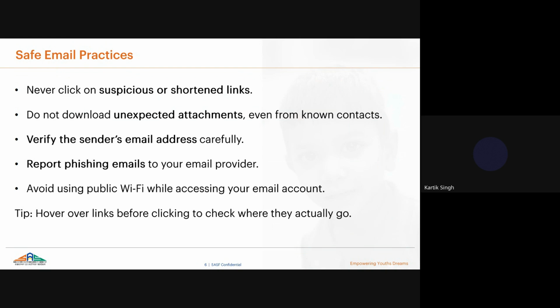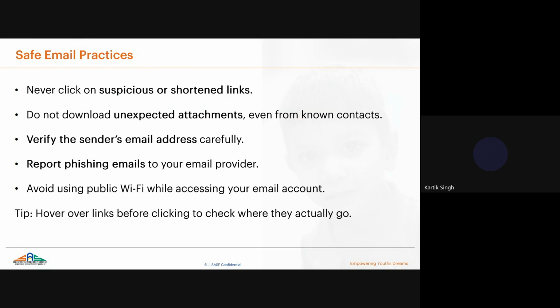Avoid using public Wi-Fi while accessing your email account. What happens is, on public Wi-Fi, most of the time people are eavesdropping on that network by intercepting all the traffic going through it. So we must avoid using public Wi-Fi while accessing our email account. We can use our mobile data or mobile hotspot. While using a mobile hotspot, we must ensure that the mobile is not connected to public Wi-Fi and is using mobile data only, so that the data going through the network is protected and encrypted.